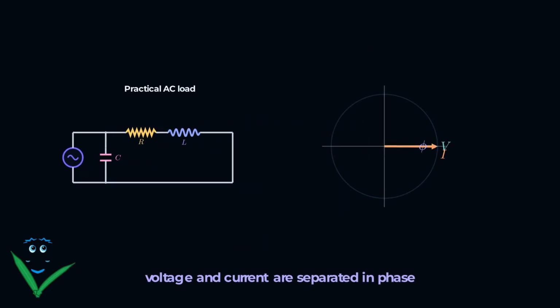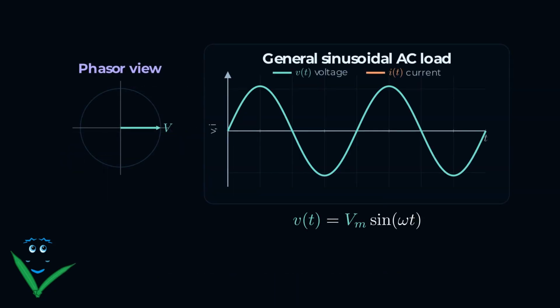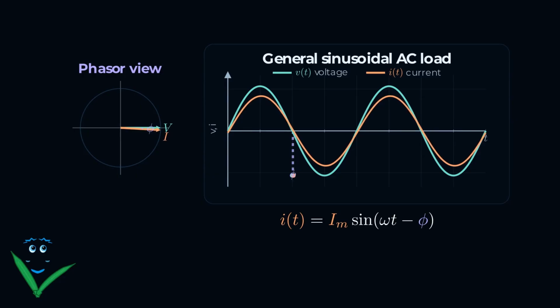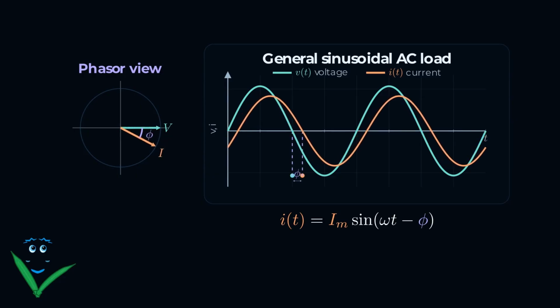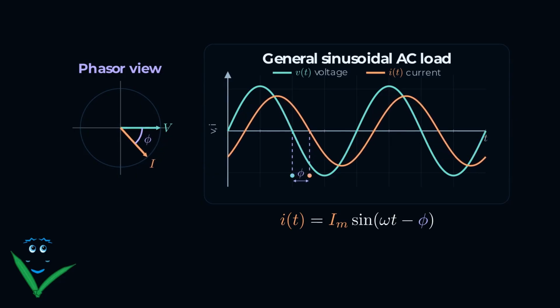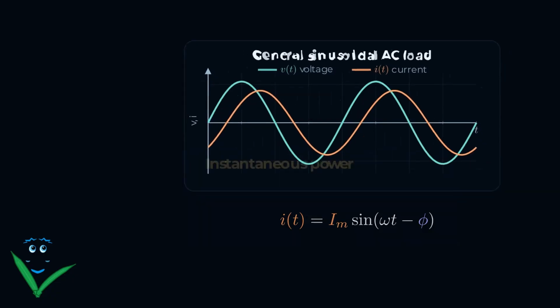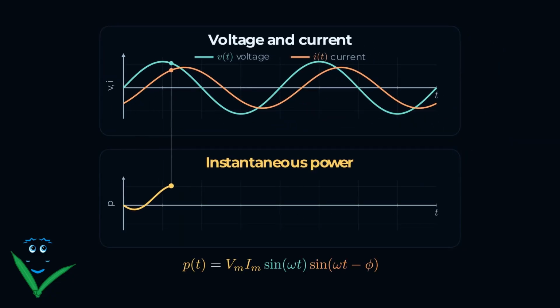The voltage and current may therefore be separated by a phase angle called phi. Let the voltage be described as v(t) = Vm sin(ωt). If the current lags the voltage by phi, it can be described as i(t) = Im sin(ωt − φ). Multiplying these expressions gives the instantaneous power.